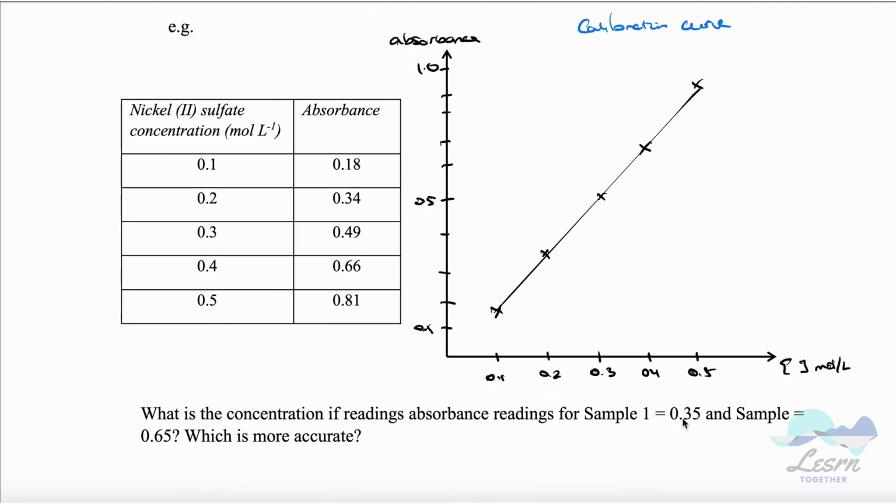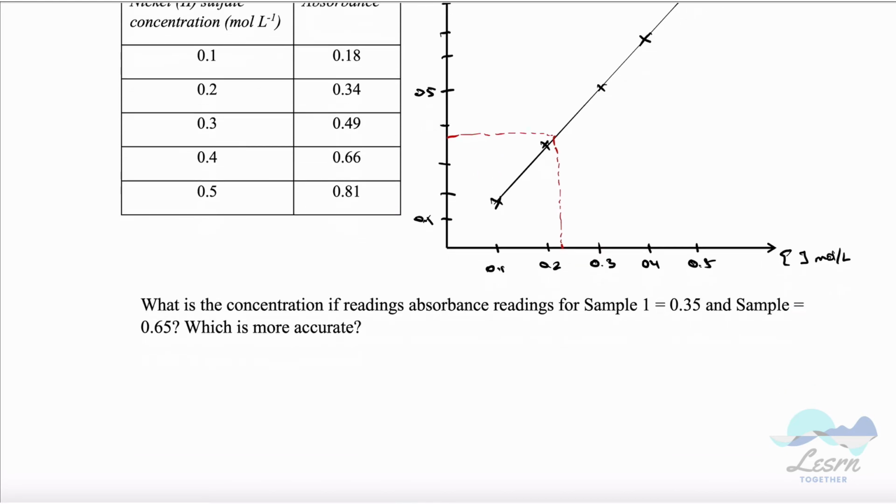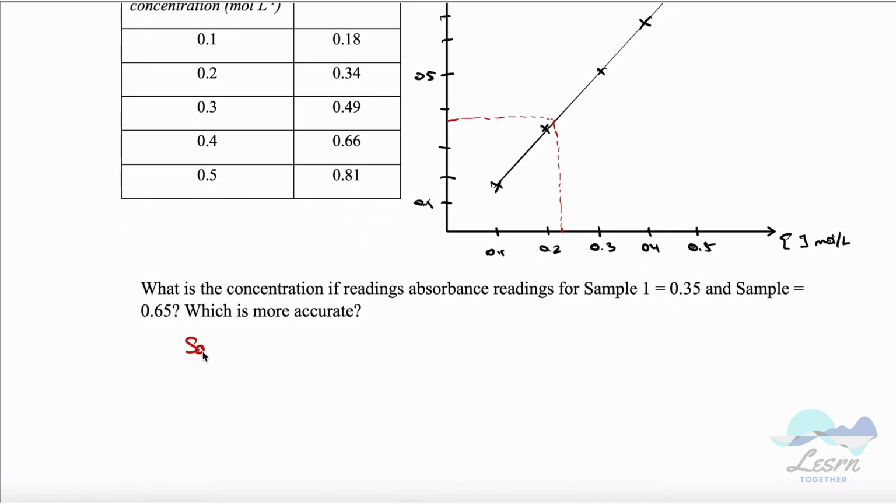So for example, having a sample like 0.35 absorbance reading, we can simply go to absorbance 0.35, which is probably, I'd say, about there, right? So just above that point there, right? Then you draw a dotted line across and then come down like so. And I'd say probably that's about 0.21, maybe 0.22 moles per liter, right? So our sample 1, let's just go 0.21 moles per liter.